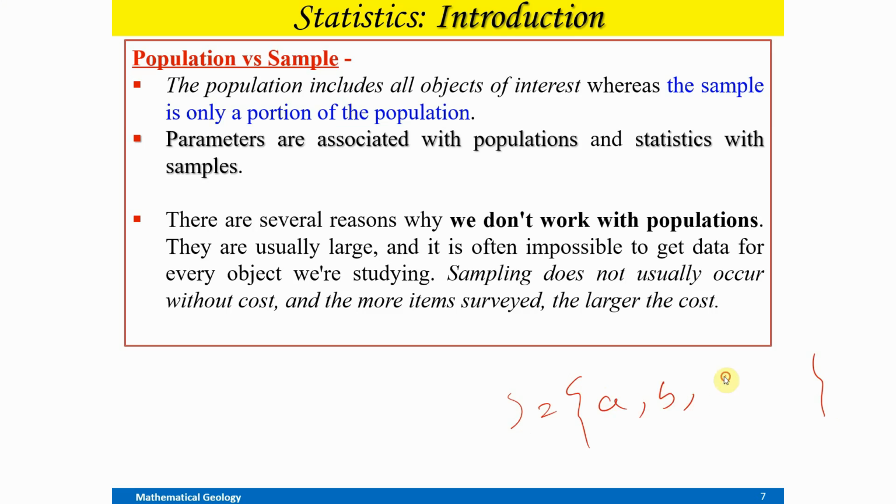Suppose A, B, C, D, up to Z, let's say. So this is your sample space, and what will be your sampling part? ABC will be the sample, and the entire sample space you can consider as your population.